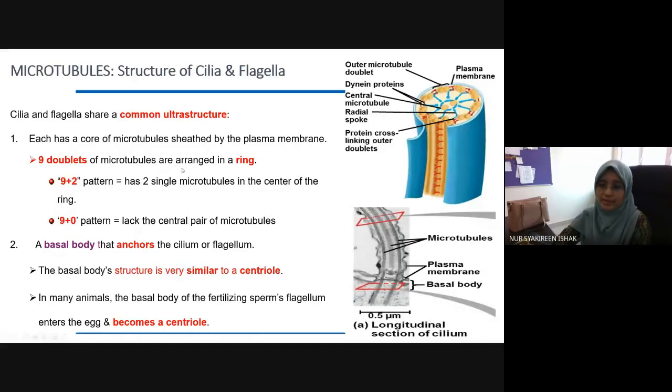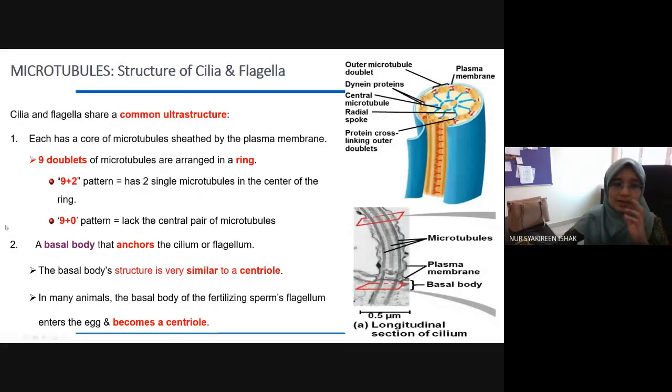So for this arrangement, for the cilia arrangement, they will have a pattern, we call it as 9 plus 2 pattern. So what does 9 plus 2 pattern mean? It means that at the center you have 2 single microtubules. So that's why it is called 9 plus 2. Alright. But if 9 plus 0 pattern, you will have no microtubule at the center.